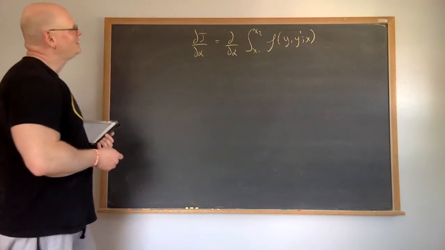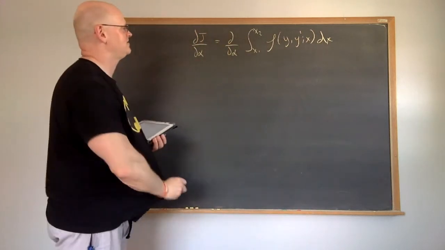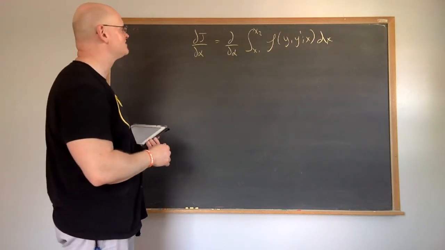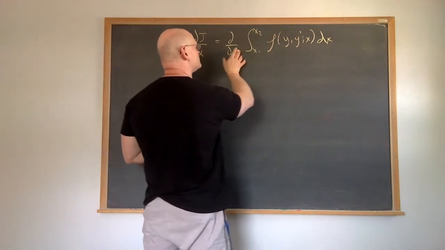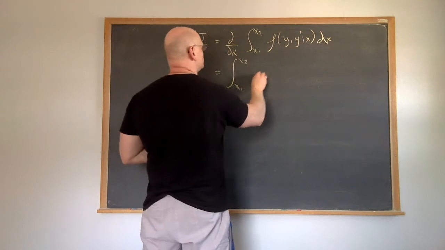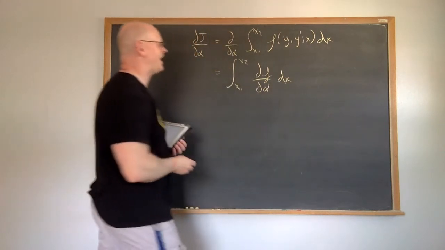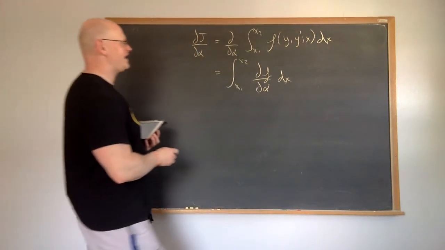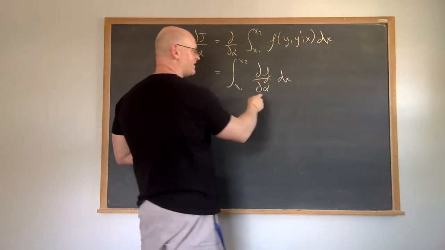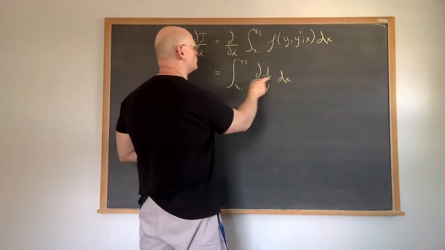But anyways, here what we know is that the endpoints are fixed. These endpoints are fixed, basically meaning that we can't vary the endpoints. Those endpoints have to be the same for any particular path that we're looking at, which basically means that we can bring the partial derivative with respect to alpha inside of this integral. So it's going to become the integral from x1 to x2 of the partial of f with respect to alpha dx. But since f is a function of y and y prime, which are both functions of alpha, we can use the chain rule on this to rewrite it in terms of derivatives with respect to y and y prime.